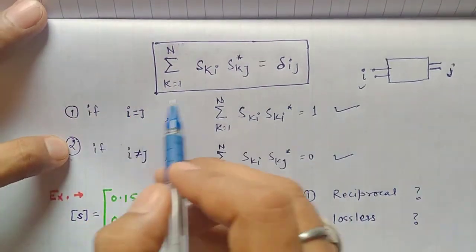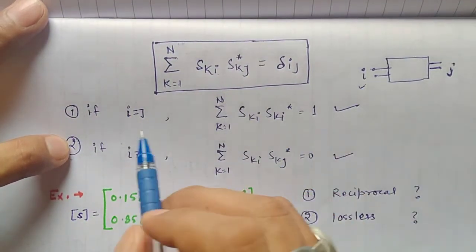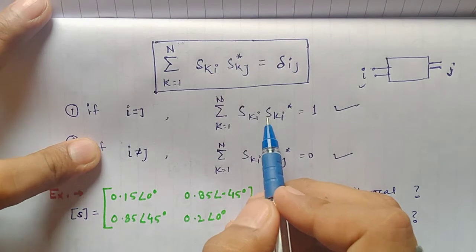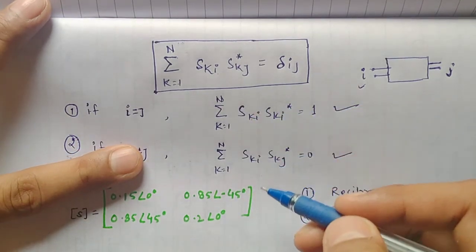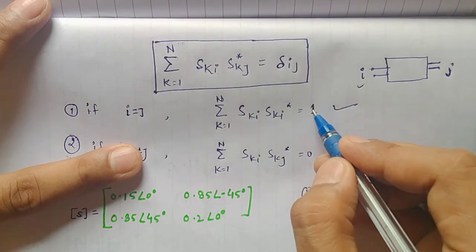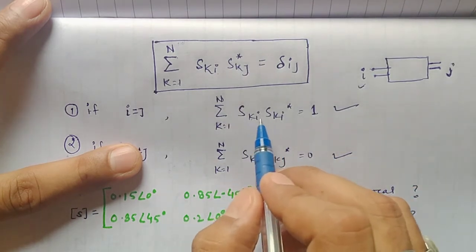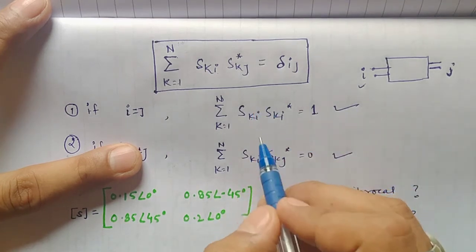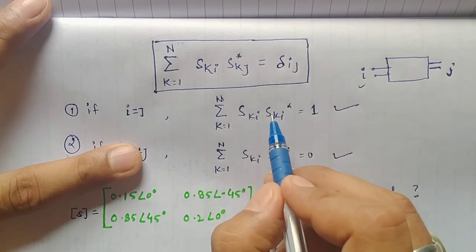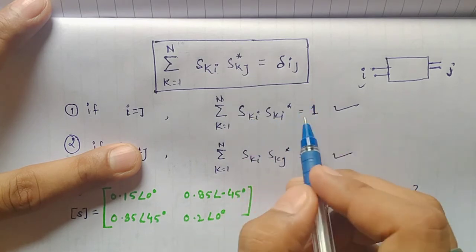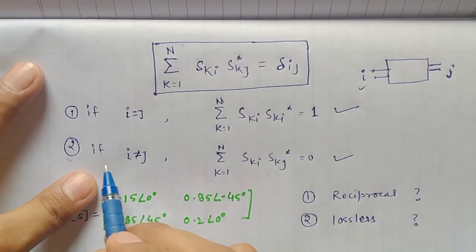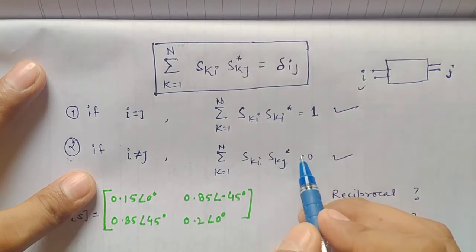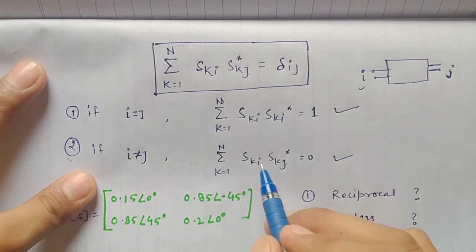These two identities are, if i and j are both equal, then ski into ski conjugate, multiply and add whatever number of elements are there in the column or in the row, it should be equal to 1. This term says that we have to take the same row or same column. Suppose I take the first row, all the elements of the first row multiplied with their conjugates, squared and added, should be equal to 1. And another one is, if i and j are not equal, then ski into skj conjugate summed should be equal to 0.